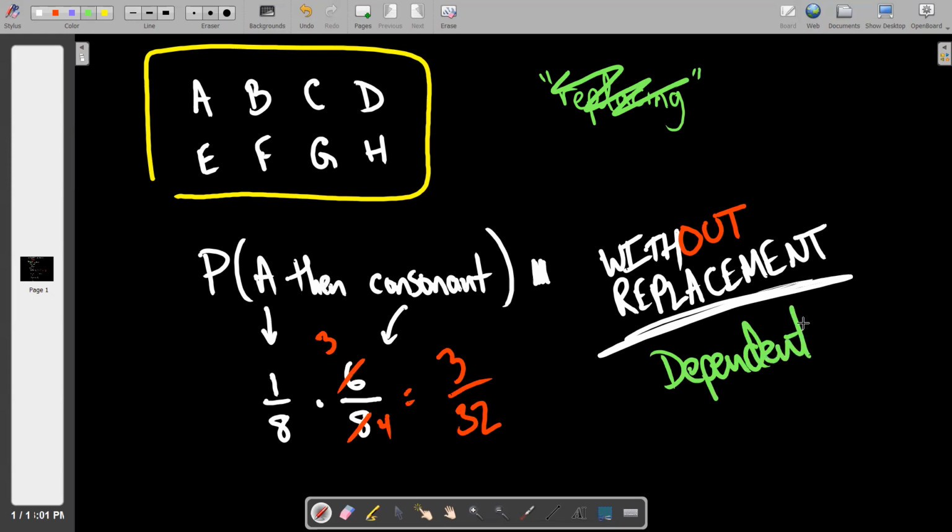And you keep that letter out then? You keep it out, and you're old enough to understand why we use that word. The second probability now depends on the first one, right? It's affected by the first one.